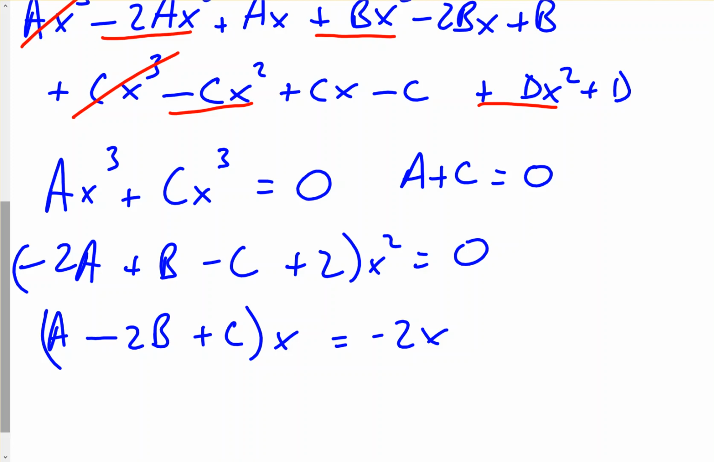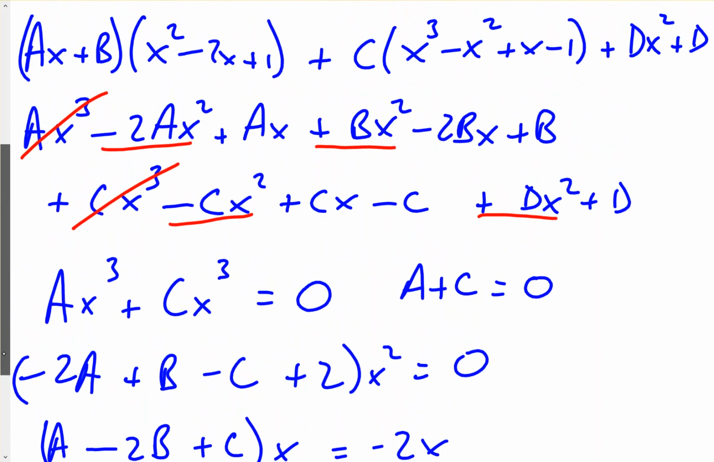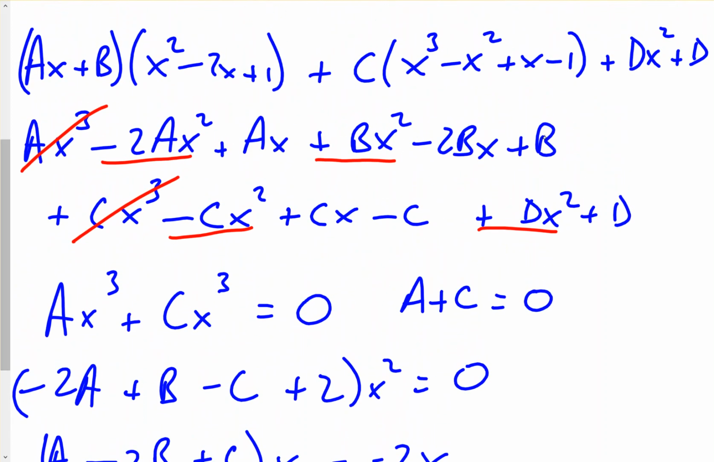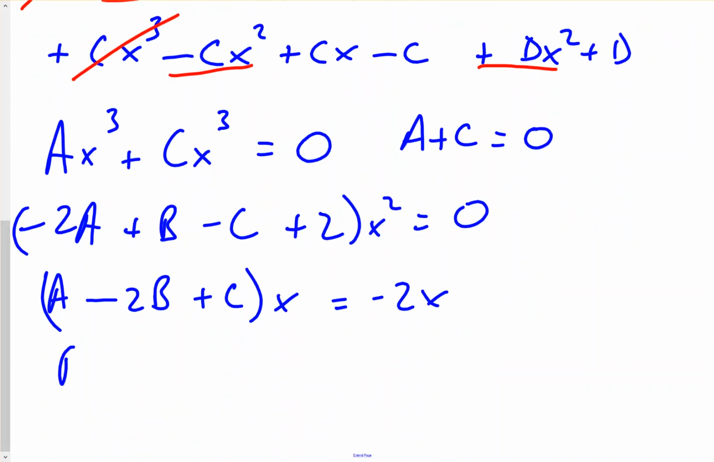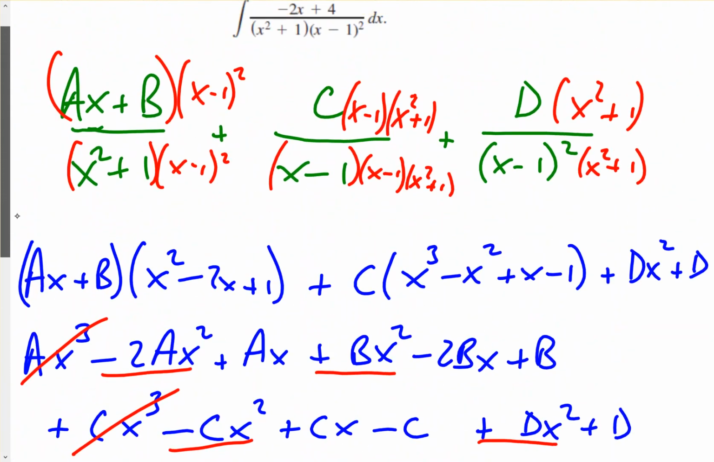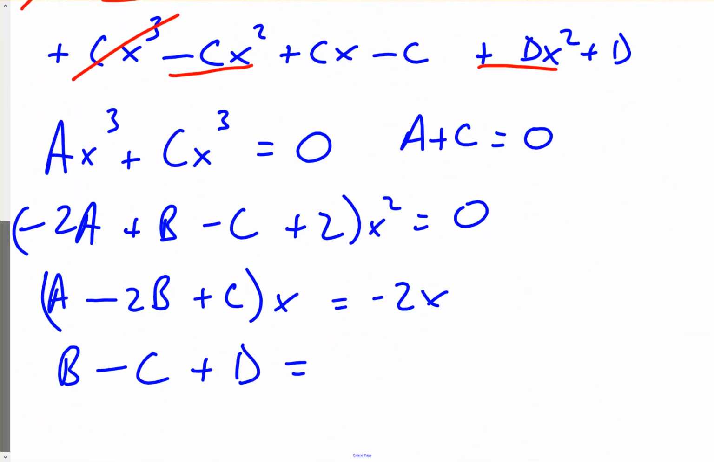And then constants, we have some constants, right? We have b minus c and a plus d. That has to equal 4. Okay, so good.